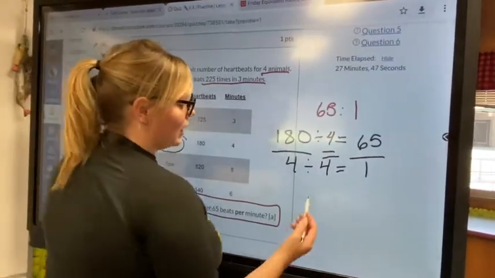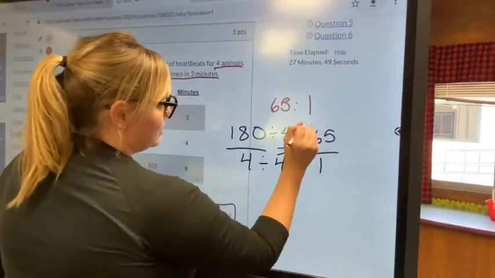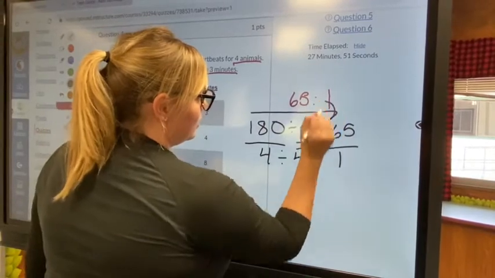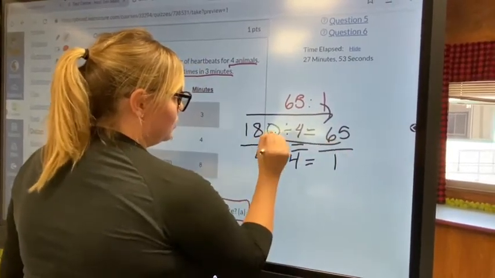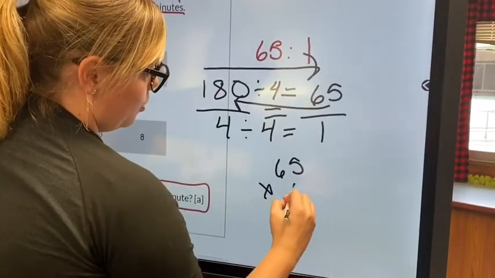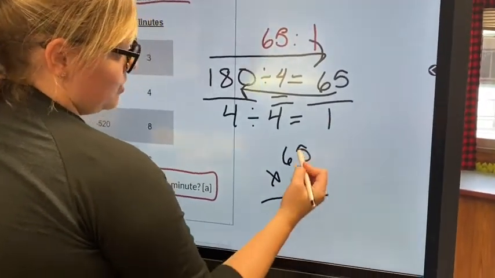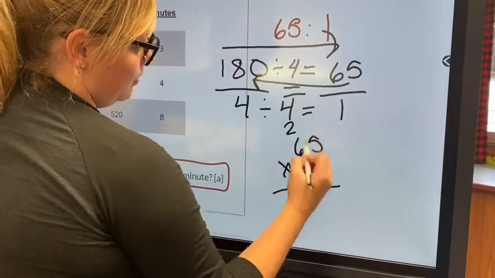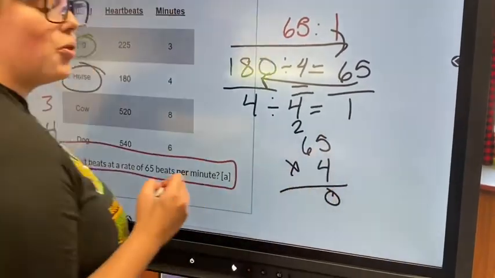Well, let's check that again. Let's go opposite. Instead of going this way, let's go this way. Let's check it. 65 times 4. 5 times 4, or 4 times 5, is 20. Now what's 4 times 6?